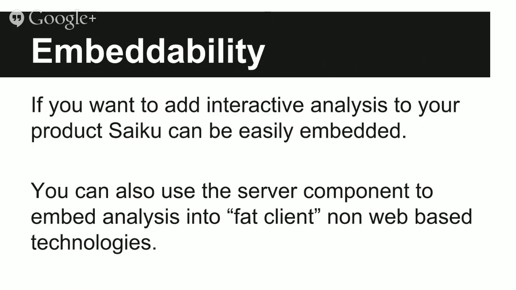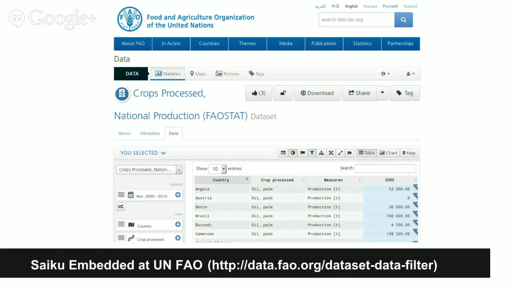A good example of that is the UN. The UN have been working on this one for a few years, but whilst it doesn't look like it, behind the scenes, it's entirely powered by Saiku. When a user changes the filter settings on the left-hand side, it changes the query that Saiku has generated and passes it back to the Saiku server. The Saiku server then returns the results, which are then displayed in a custom table.